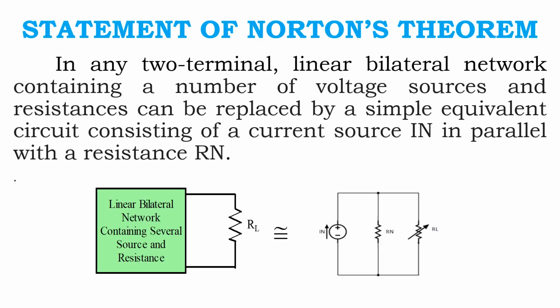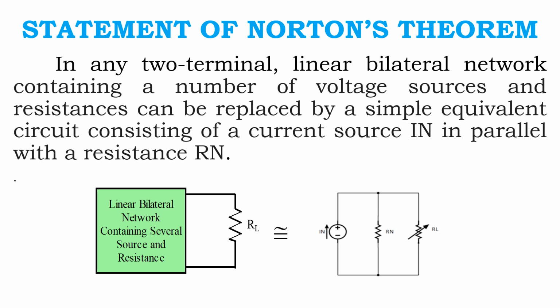Next one is Norton theorem. Any two-terminal linear bilateral network consisting of a number of voltage sources and resistors can be replaced by a simple equivalent circuit consisting of a current source IN in parallel with a resistance. So, this is the original circuit. We can have n number of sources, n number of resistances with a load resistance. It can be replaced with a current source IN and then equivalent resistance RN, then load resistance.